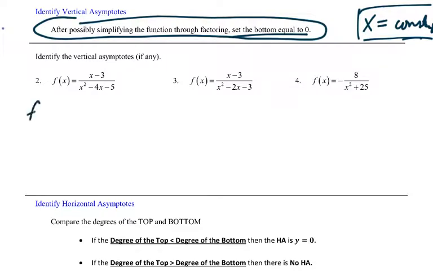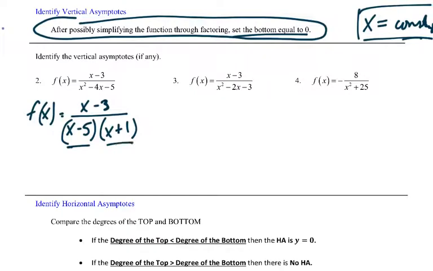First, we're going to factor it just to check and see if anything cancels. So two numbers that multiply to get -5 and sum to get -4. So that's going to be x minus 5, x plus 1. Neither of those factors will cancel with x minus 3 in the numerator.